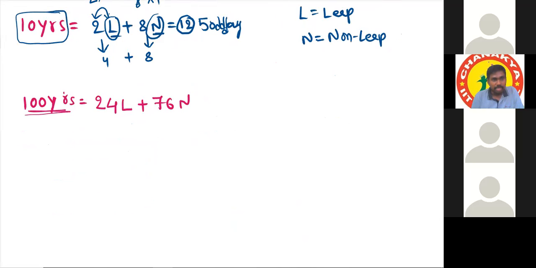Now tell me, one leap year consists of how many odd days? 2 odd days, so 24 leap years consist of 48. Next, one normal year consists of 1 odd day, so 76 normal years consist of 76 odd days. Here also we have to add all the numbers, divide by 7 and take the remainder. But we can cancel individual numbers by divisibility by 7. So 7, how many times will it go?